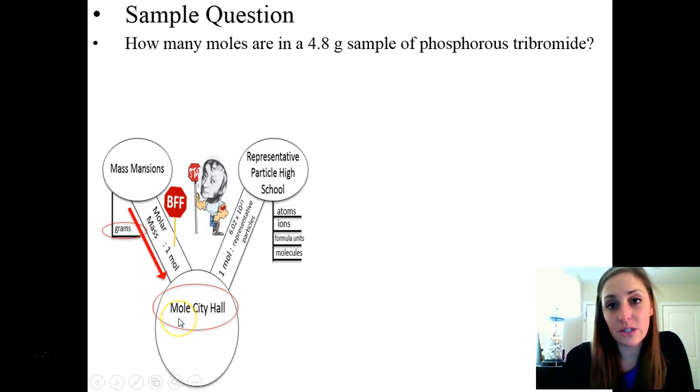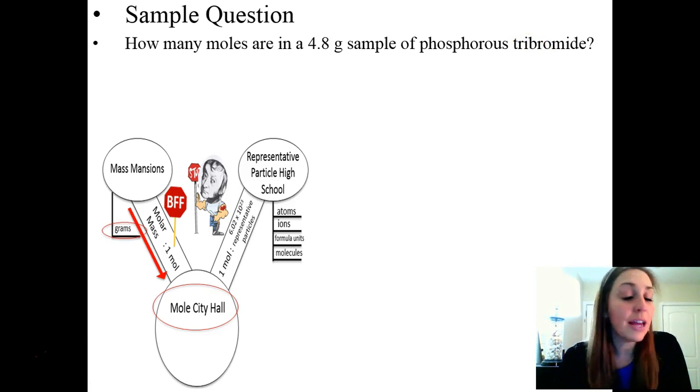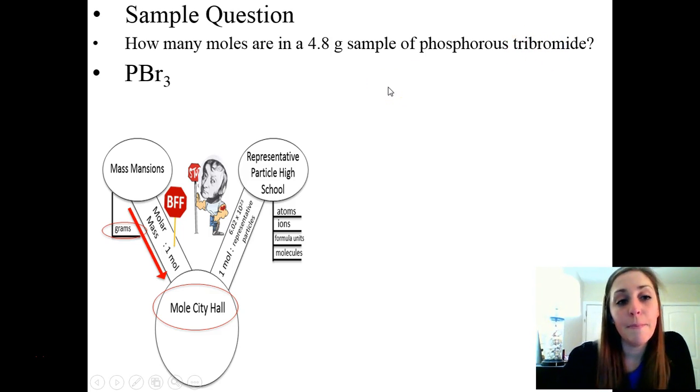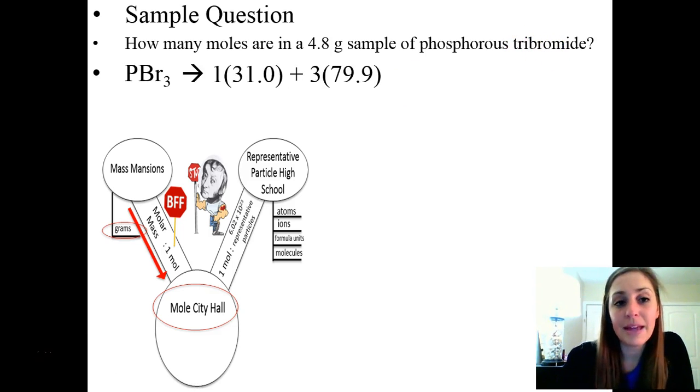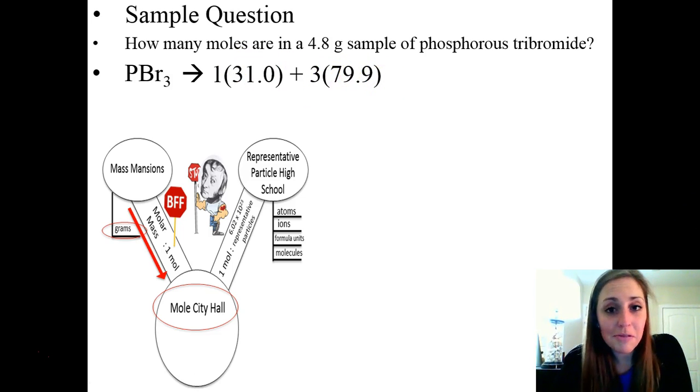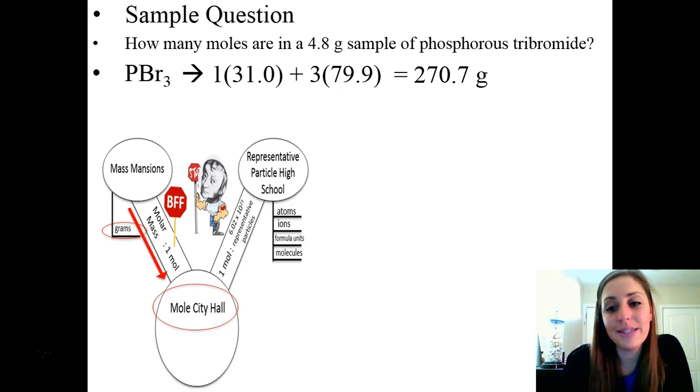Again, first things first, we have to figure out the formula for this. So I noticed that there is a prefix, tribromide, and that tells me that this is covalent. We have a molecule here. And when you have a molecule, it actually tells you how many in the formula. So phosphorus doesn't have a prefix, so there's just one P. Tri means 3, so 3 bromines. PBr3. What's the mass of this? Well, you're going to plug in your masses from the periodic table. When you add these up in your calculator, you're going to get 270.7 grams.